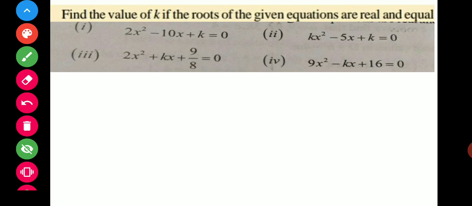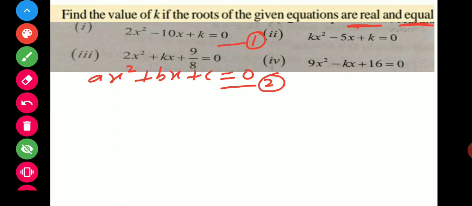Find the value of k if the roots of the given equations are real and equal. So it is given as real and equal. For real and equal, d is equal to 0. Now come to this equation, that is the first. Now compare with our own equation, ax square plus bx plus c equal to 0. That is equation second. Compare the equation first and second. So we get a is equal to 2, and b is equal to minus 10, and c is equal to k.